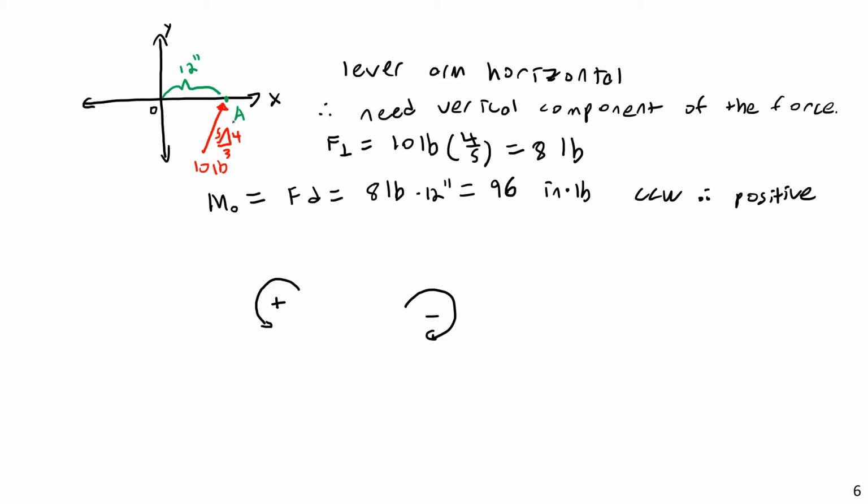And also, that force would cause different tendencies to rotate depending on what point we're looking at. So if I sum moments about a point over here, this would actually cause a negative moment about this point right here. Or if I sum moments about this point here, that would be 0 because the line of action would go right through that point if I actually gave accurate coordinates for it, etc.